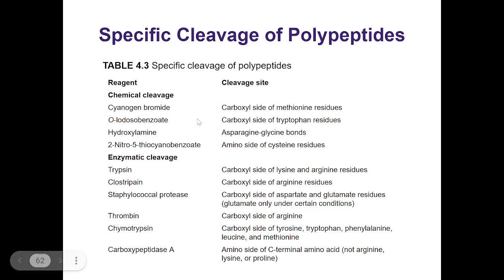Okay, so anyways, these are the different cleavage sites for these different reagents here. Does anybody have any questions about that?